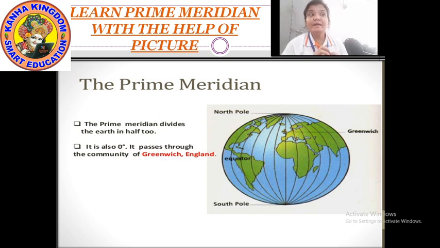Now this prime meridian also passes through 0 degree, but it passes through the community of Greenwich, that is in South London, and that is why it is known as the prime meridian. Okay? Now moving further about the prime meridian.